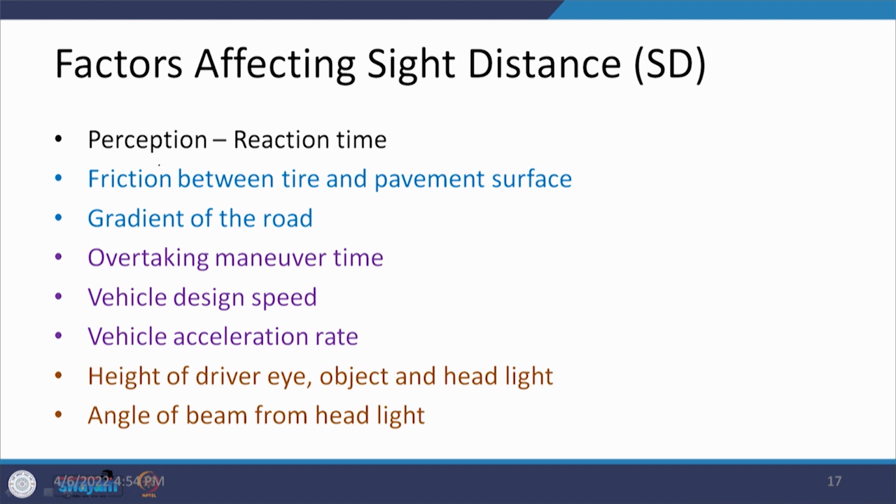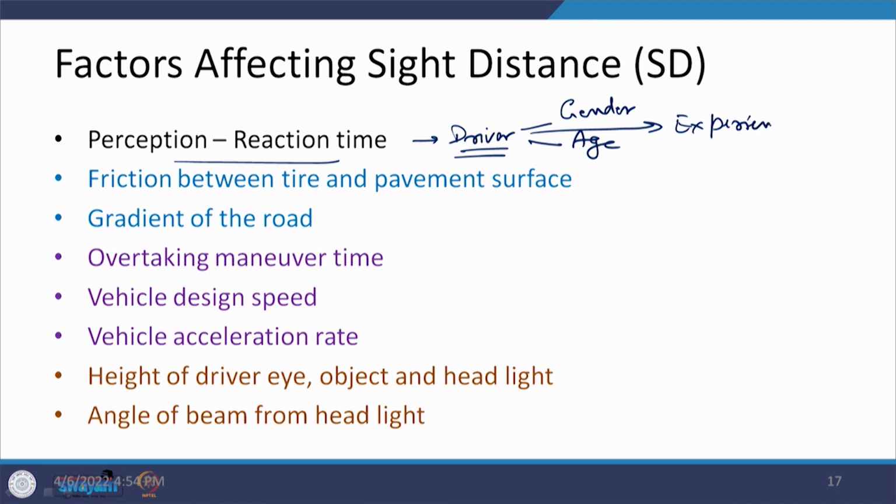The first thing is the perception reaction time. Now, this perception reaction time is related to the driver, and when you talk about the driver, then driver can be classified by gender, they can be classified by age, they can even be talked in terms of experience, that is also a possibility, or the skill which is being acquired by a driver. So, this perception reaction time is going to be affected by all of these things, and we will be taking up how these are being computed and what is the value which we use.